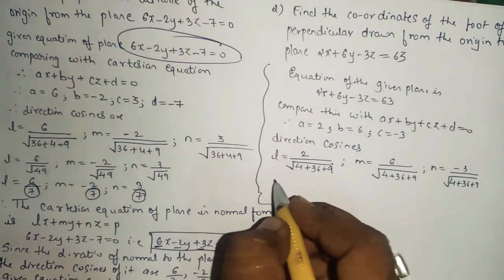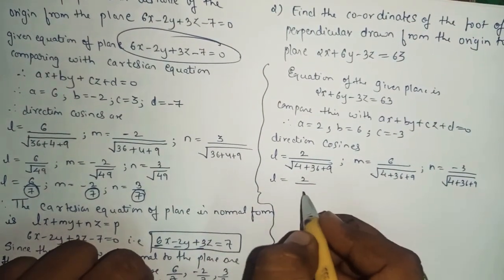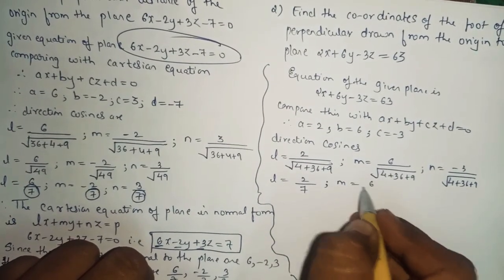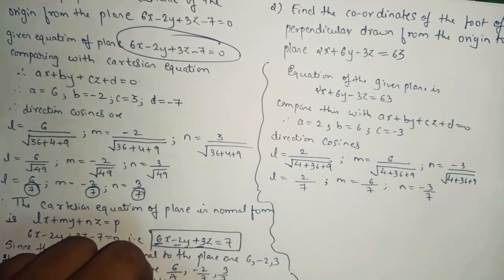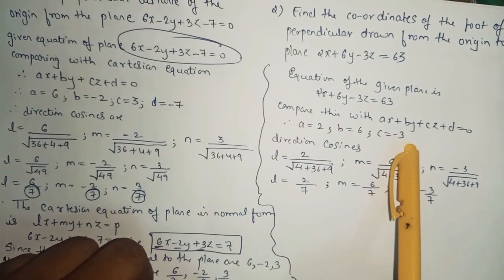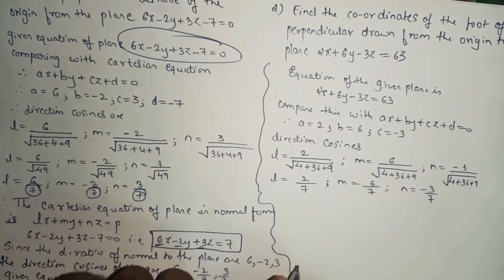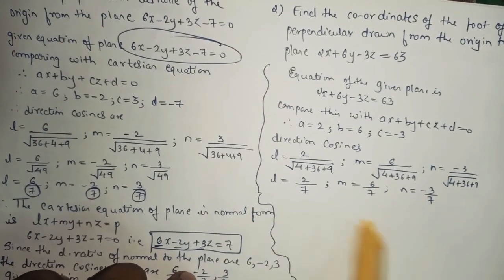Yes or no? So L equals to 2 upon 36 plus 4, 40, 49. So this will be square root of 49 is 7. This part will be 6 upon 7 and even this part will be what? Minus 3 upon 7. So this was the direction ratio. Okay. And here we got the direction cosine.